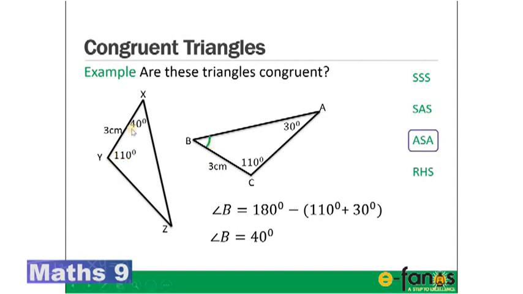We have two angles of 110 and 40 enclosing a side of 3 centimeters on this triangle, and two angles of 110 and 40 enclosing a side of 3 centimeters on this triangle. So yes, triangle ZYX is congruent to triangle ACB by the ASA theorem.